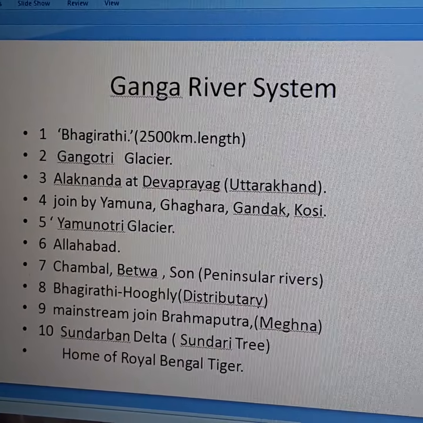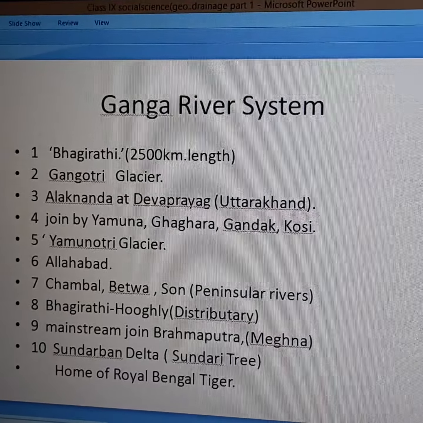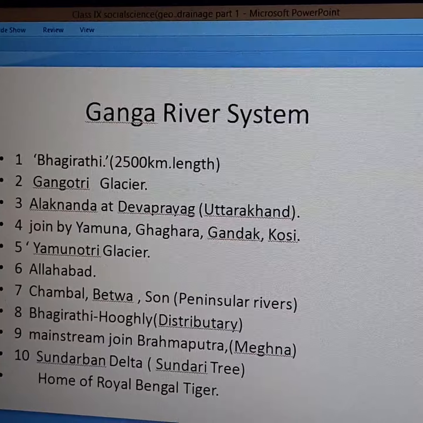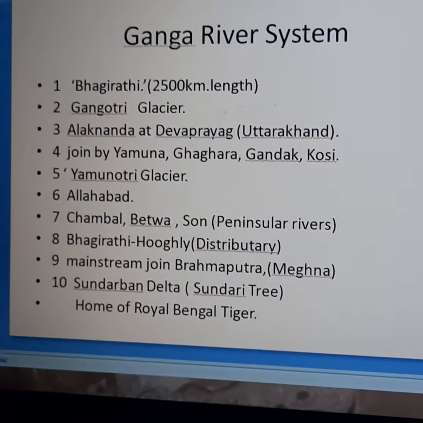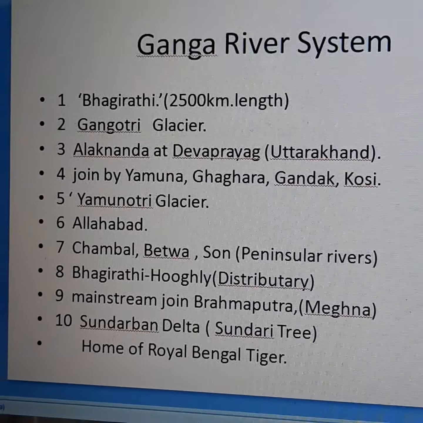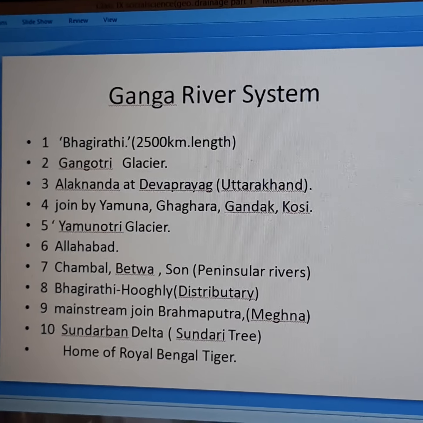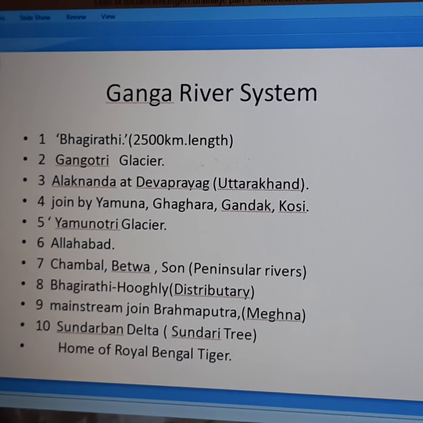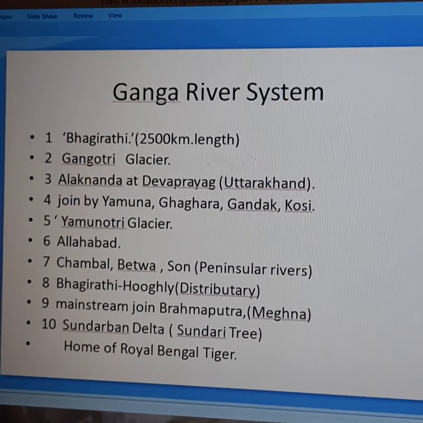The Ganga is joined by many tributaries from the Himalaya, a few major rivers being the Yamuna, the Ghagra, the Gandak, and the Kosi. As you all know, the Kosi river is also called the sorrow of Bihar because in the rainy season it brings devastation to the people of Bihar and destroys the crops in Bihar. That's why it is called the sorrow of Bihar.